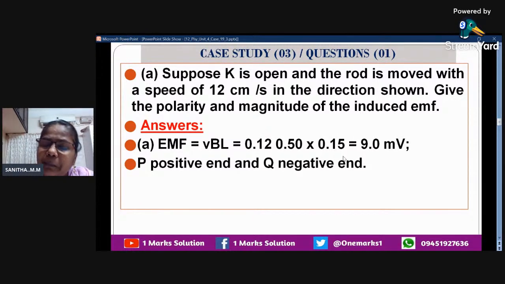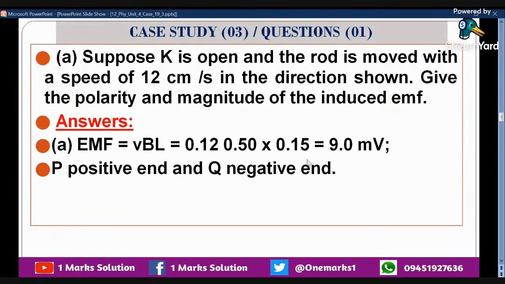What is the unit of EMF? Volt itself. So 9.0 millivolt. Milli means what? 10 raised to minus 3. So you will get the answer 9.0 into 10 raised to minus 3. Actually, you will get it in volt, 9.0 into 10 raised to minus 3. We are just writing millivolt. If you are writing volt also, no problem. You will get the mark. Don't worry about it. Now, options are given anyway, so you can just click it.